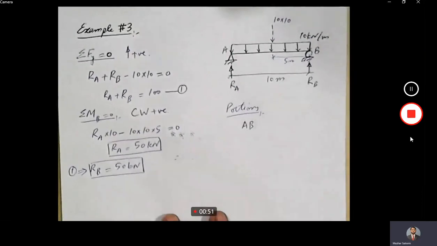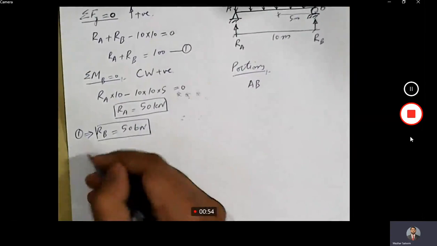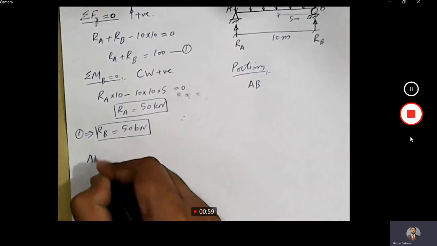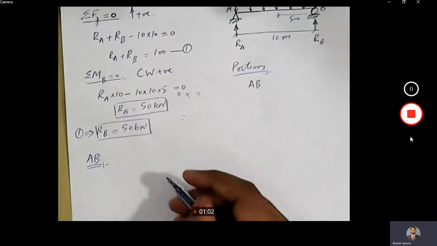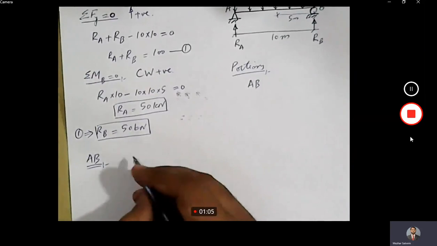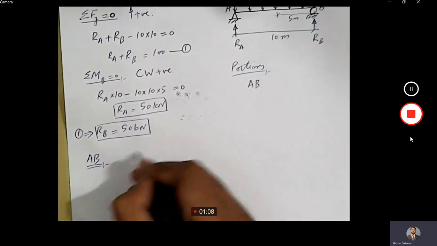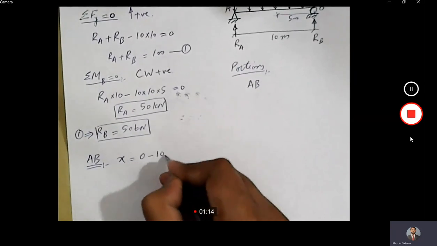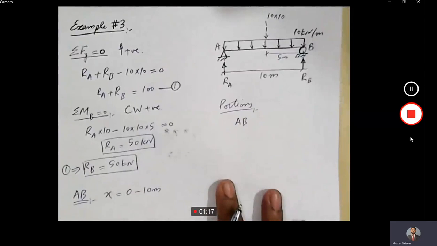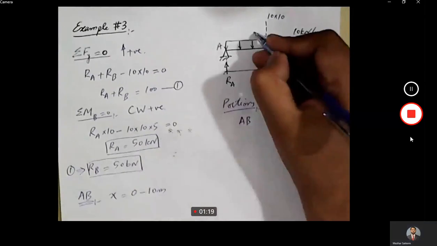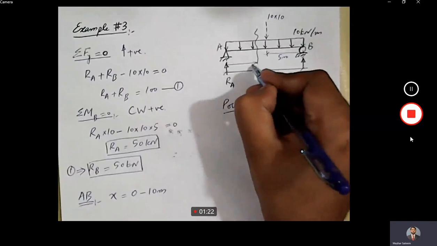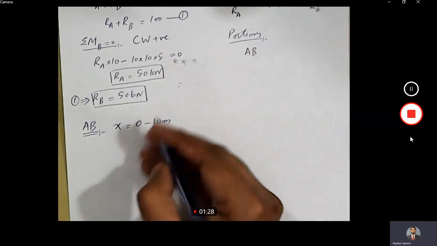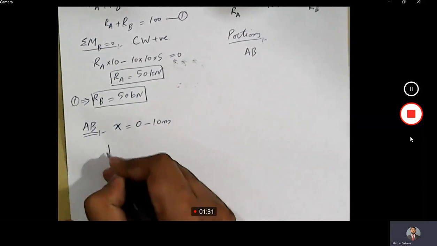Now let's consider this portion, draw its free body diagram, and then write down the equation for shear force and bending moment. So portion AB. For portion AB, what is the value of X? X starts from 0 and it goes up to 10 meters, because if we consider a section here, this is X. Okay, so let me draw the free body diagram.